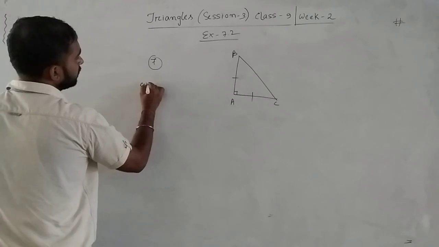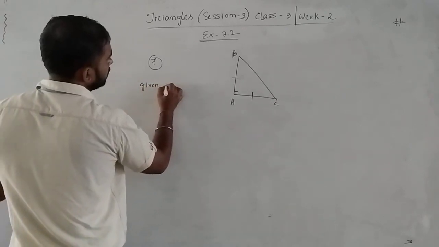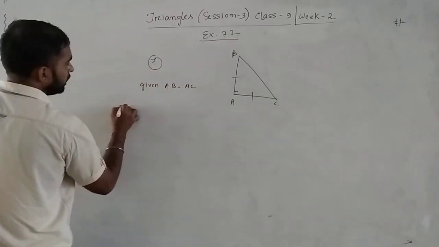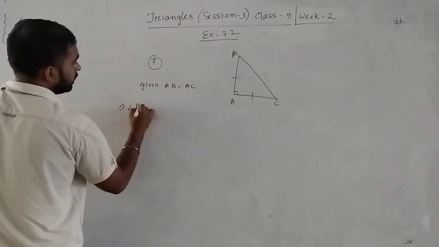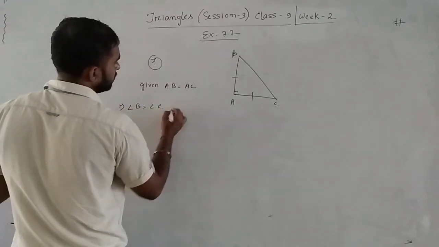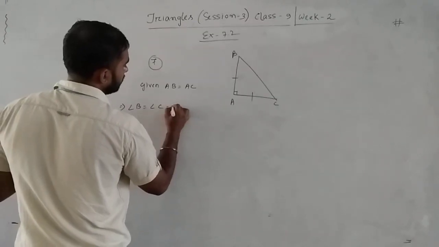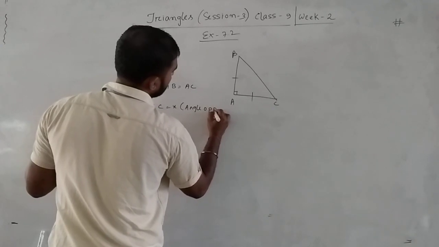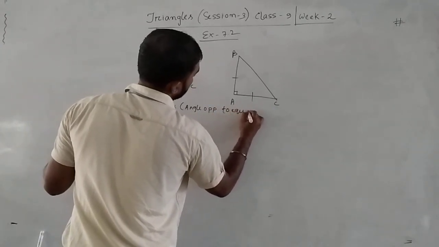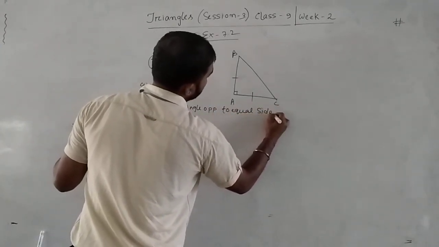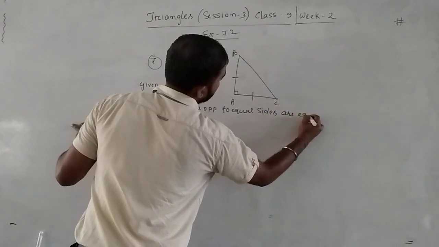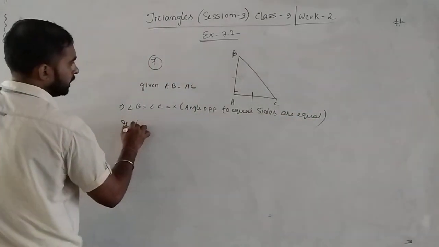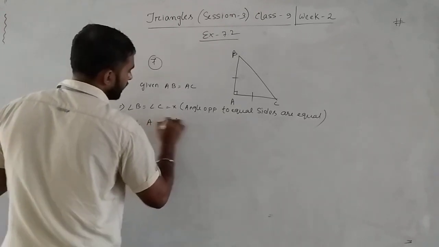Now what is given? AB equal to AC. If AB equals AC, then angle B equals angle C equals X. Reason: angles opposite to equal sides are equal, and angle A equals 90 degrees.